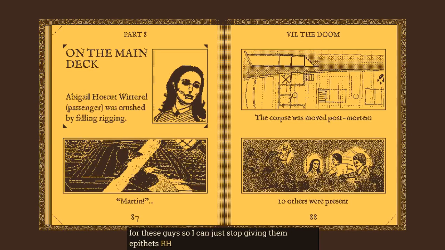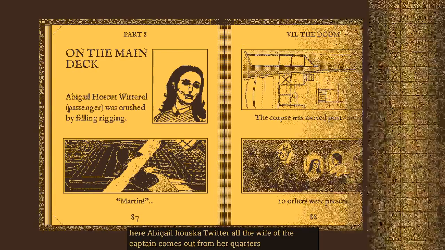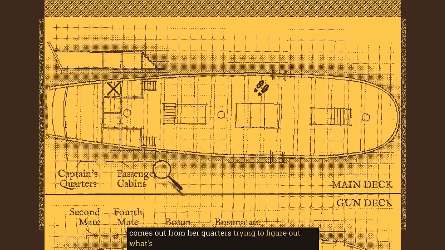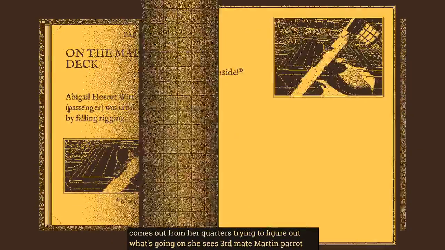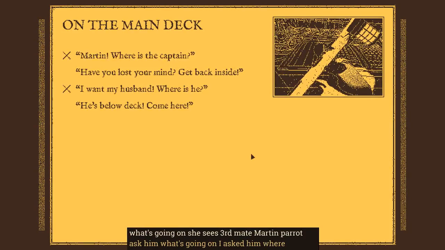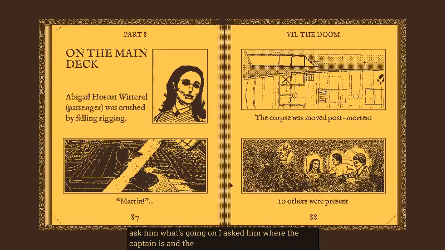And in part 8, the last scene of the doom that we have here, Abigail Hoskett Witterell, the wife of the captain, comes out from her quarters, trying to figure out what's going on. She sees third mate Martin Parrott, asks him what's going on, asks him where the captain is, and before she can get back inside answering his admonition, she gets hit in the face with a beam being wielded by the Kraken.